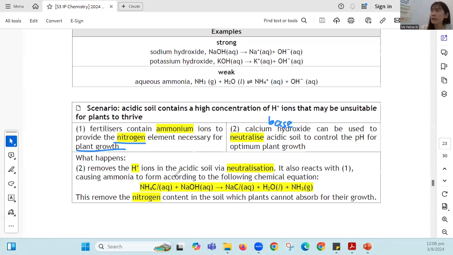Yep, so are you done copying all the blanks over here? Yeah, so this is what I just mentioned: this is the ammonium salt. Then this is the base. Then you get salt, water, and ammonia gas.